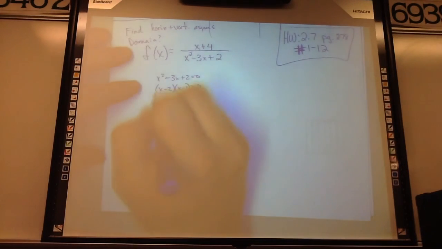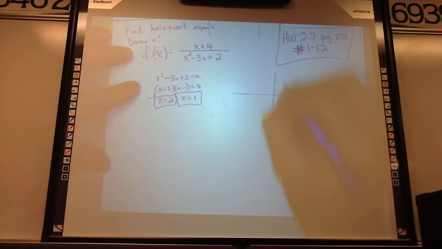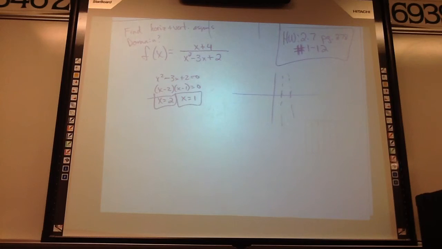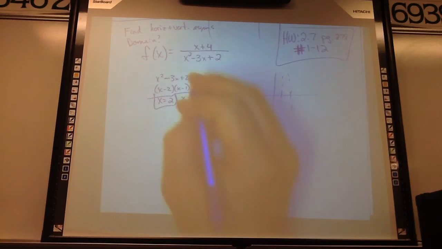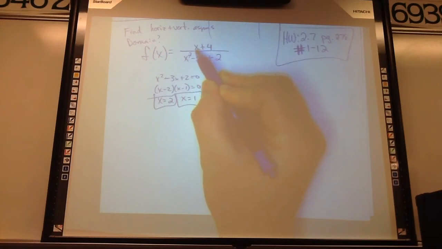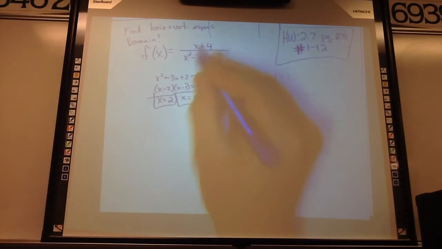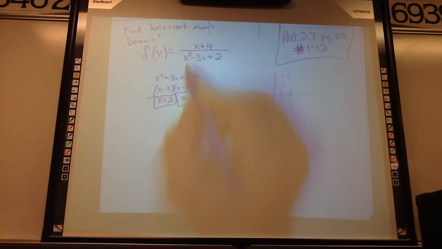So you have 2 vertical asymptotes. If you were going to graph this, at 1 there would be a vertical, and at 2 there would be a vertical. And the other one is the horizontal. The bottom power is bigger than the top. Bottom is bigger than the top, or the top is smaller than the bottom.